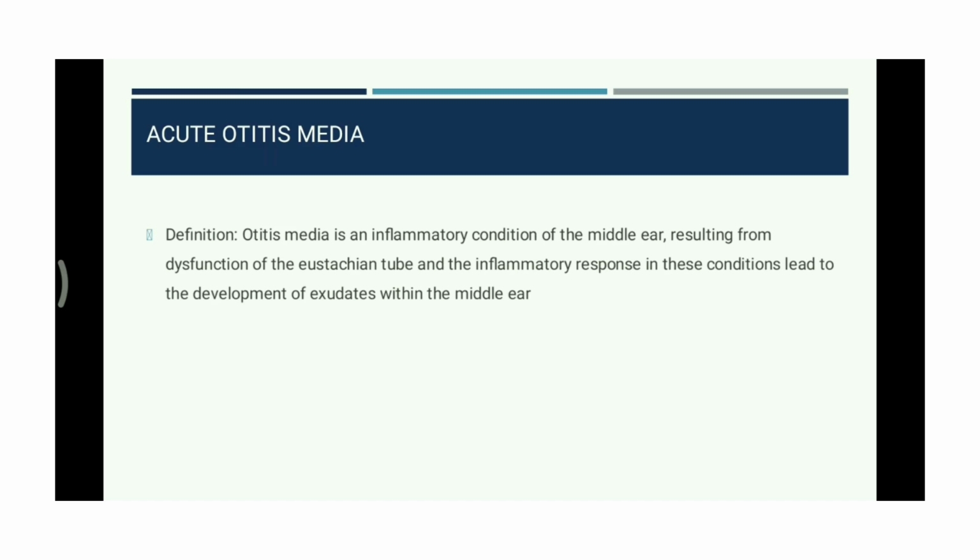So basically what happens in acute otitis media is, there will be some dysfunctioning of the eustachian tube, and also there is some inflammatory response. This inflammatory response may lead to the development of exudates, which is filled with blood or inflammatory mediators like cytokines, etc., within the middle ear itself.